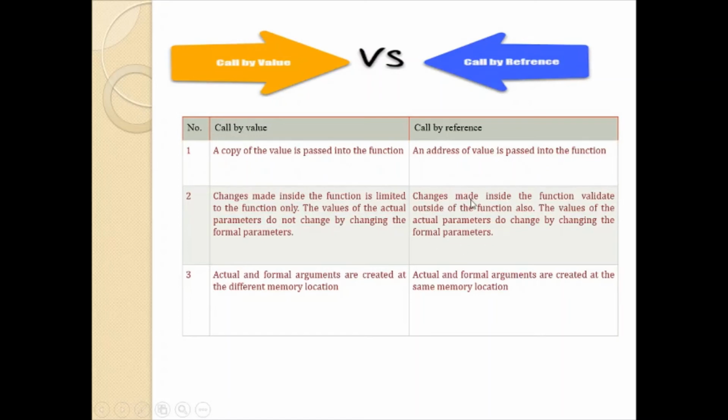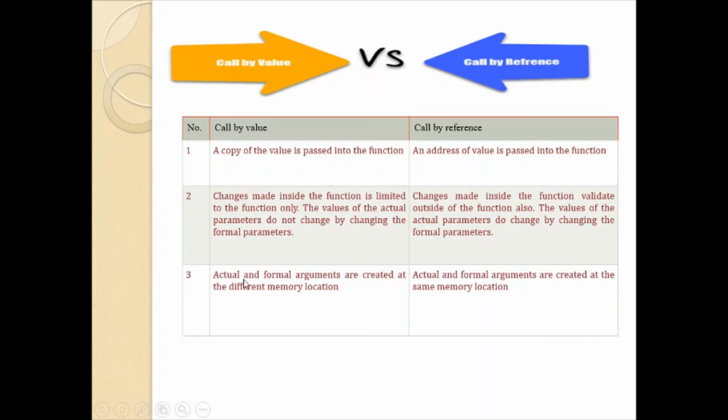The changes made inside the function validate outside of the function also. The values of the actual parameters do change by changing the formal parameters. Whenever you change the formal parameter value, it is reflected in actual parameters value.